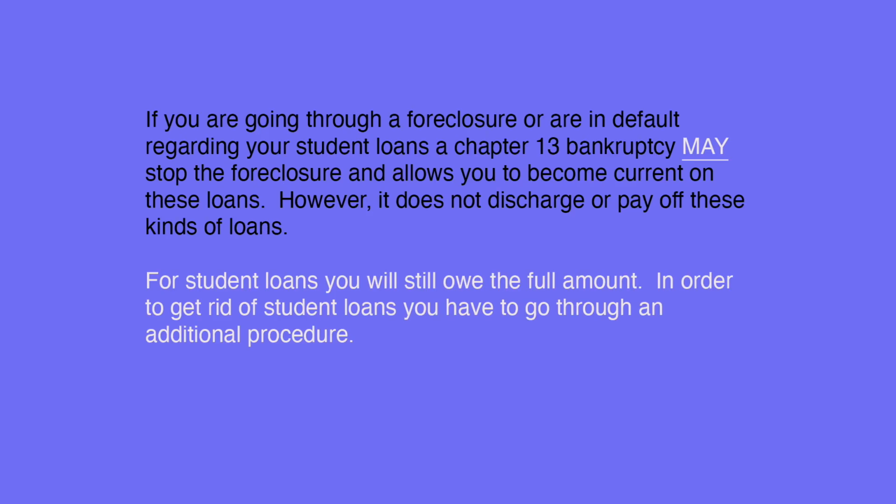If you are going through a foreclosure or are in a default regarding your student loans, a Chapter 13 bankruptcy may stop the foreclosure and allows you to become current on these loans. However, it does not discharge or pay off these kinds of loans. For student loans, you will still owe the full amount. In order to get rid of student loans, you have to go through an additional procedure.